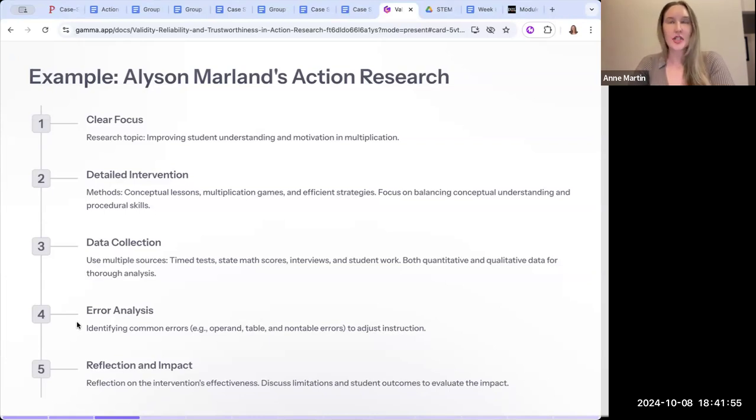So pay careful attention to that when she talked about not just student scores. Okay, they got 60%, they got 80%. She really dug deeper and she looked at what kind of errors were students making when they missed a question. So something like that can really bolster the reliability and validity of your work. And of course, in the next chapter, we are going to read all about data analysis, and then the reflection and the impact. So I just wanted to call this out and focus your attention to this case study in terms of the writing style and how you should be formatting and phrasing your work when you write your action research paper.